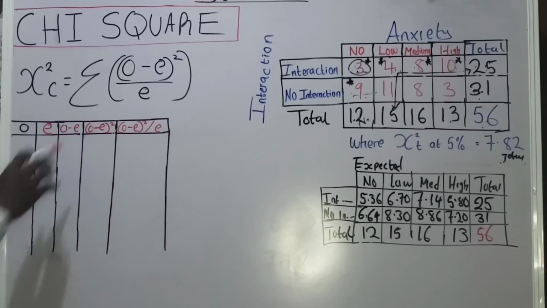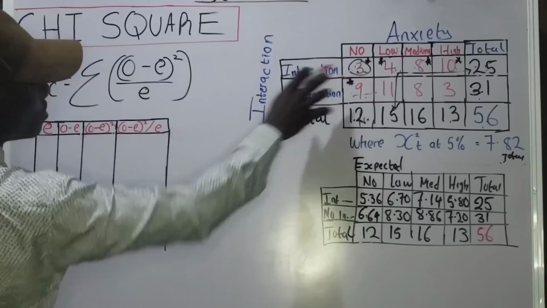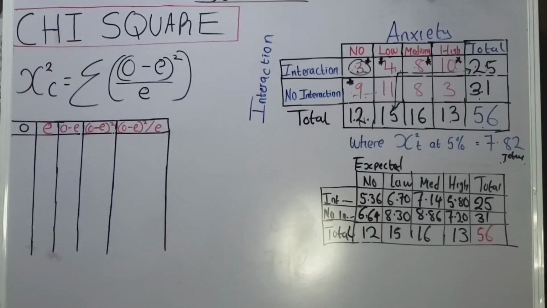Observed value has been given. Let us first write out the observed value. The first value there is 3, so I'm going to have 3. The next value is 4. The next is 8. The next is 10. Then we have 9, we have 11, and we have 8, and we have 3 as well.